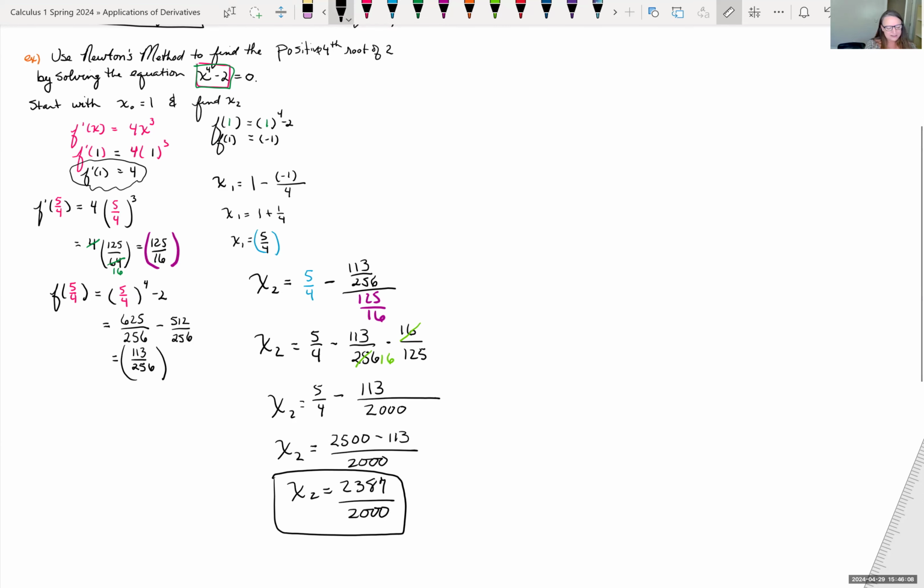And so our positive fourth root is going to be approximately 2,387 divided by 2,000, which gives us 1.1935. So if you go in and you look in your calculator and you look at the fourth root of 2, you get that it is approximately 1.414.